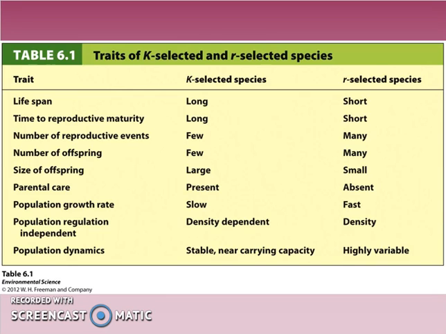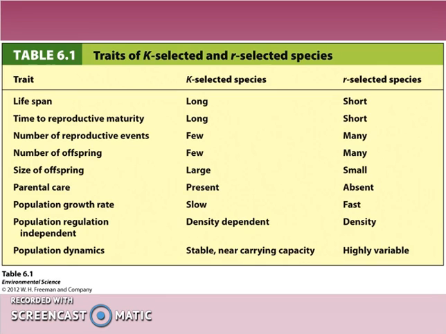Much more likely to have density-dependent factors affect you, much more likely to have a stable population around a carrying capacity. These are K-selected species. They're also known as K-strategists or K-whatever. If you see capital K and then something, K-species, K-selected, K-strategist, that's what they're talking about, these organisms. These are the organisms also that are much more likely to become endangered because of that low reproductive rate.